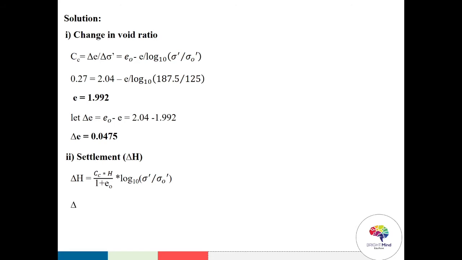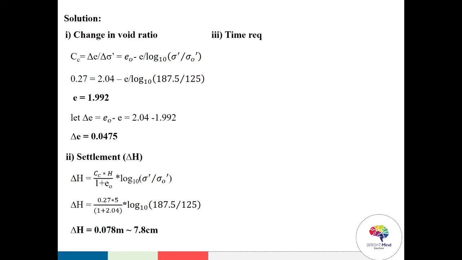So it will be 0.27 into 5 upon 1 plus 2.04 into log to the base 10 of 187.5, with sigma naught dash as 125. The value of delta H comes out to be 0.078 meters, that is approximately 7.8 centimeter. Moving to the third part, in which I have to calculate the time required for 50% consolidation to occur.